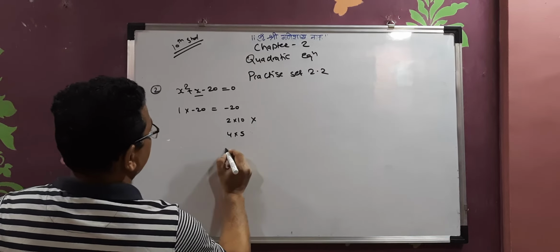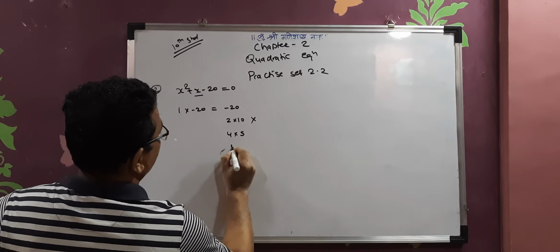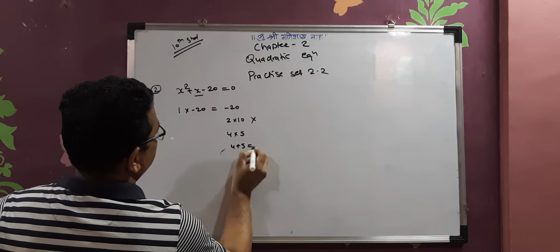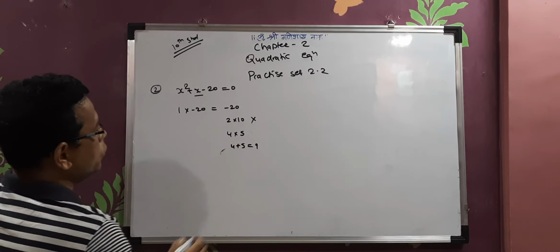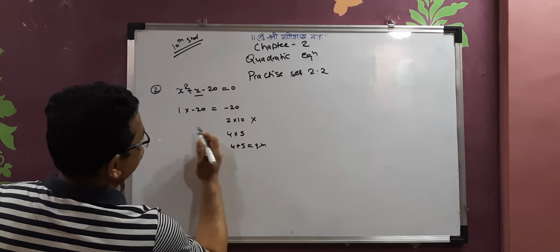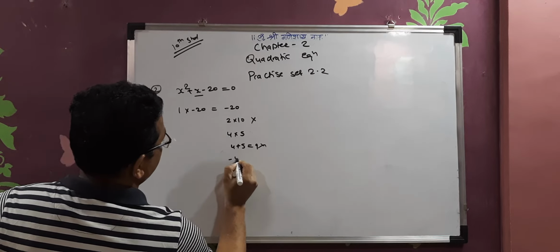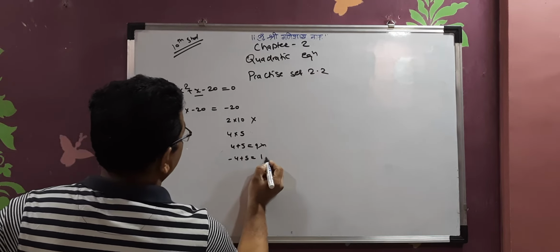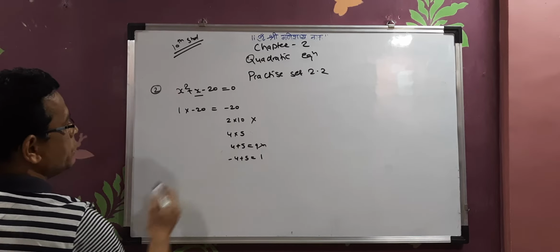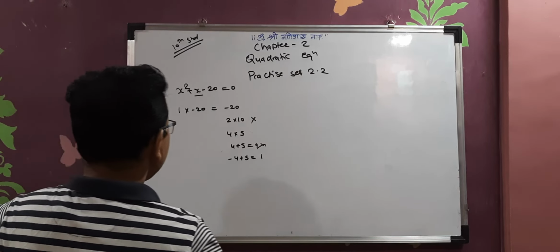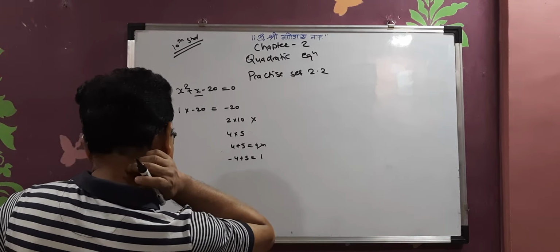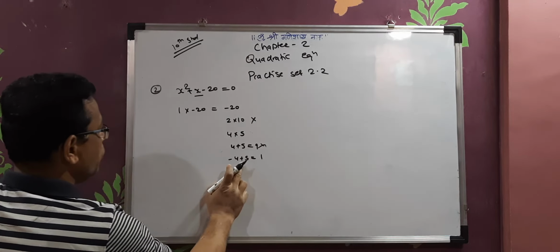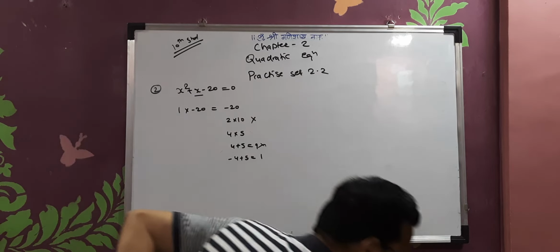So if you put 4 plus 5, it is coming 9. Here we require x, so it is not right. But if you put minus 4 plus 5, it is coming 1. That is 1x, so it is satisfying the required condition. So we will use this minus 4 plus 5.